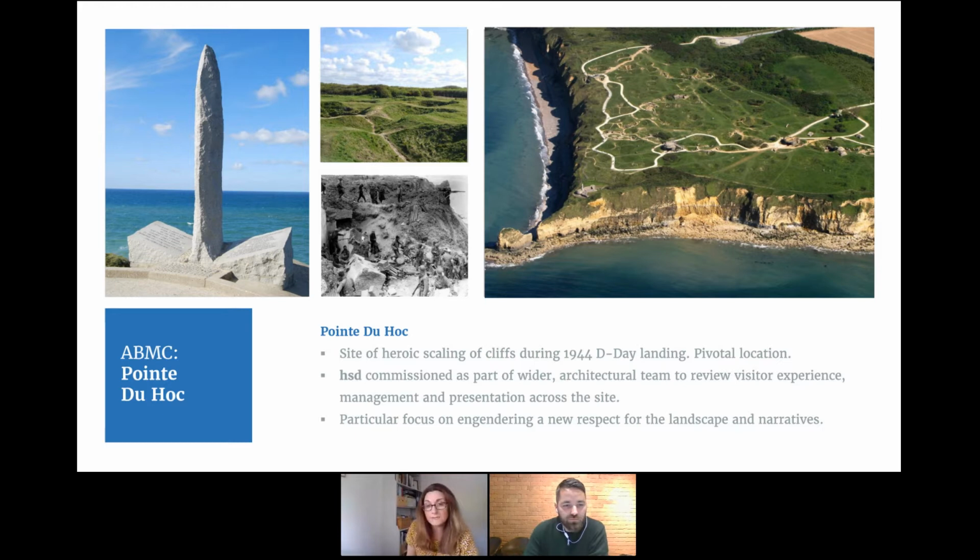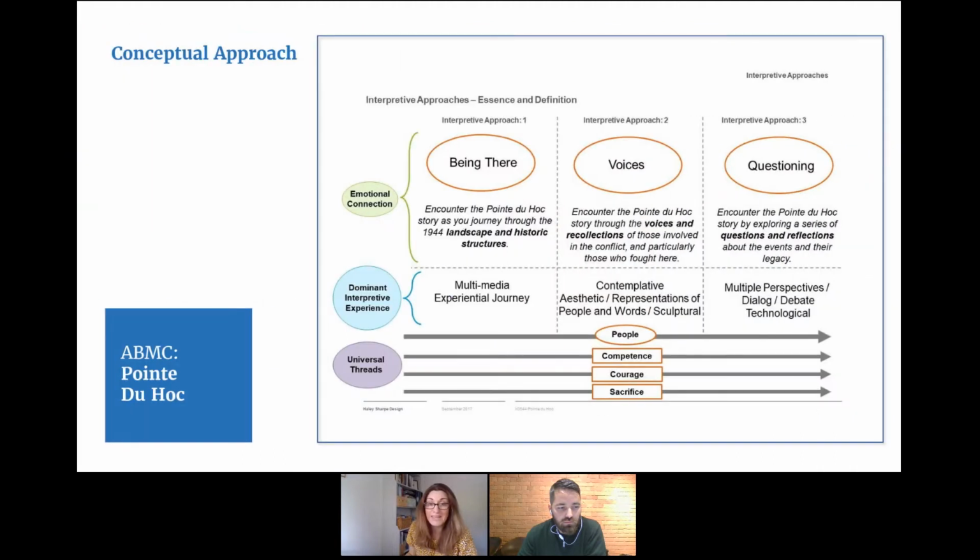So a particular focus of our project was about engendering a new respect for the landscape, and, as Paul has mentioned, giving visitors, many of whom have no direct links or contact to the site, an understanding of the events and narratives that occurred there.